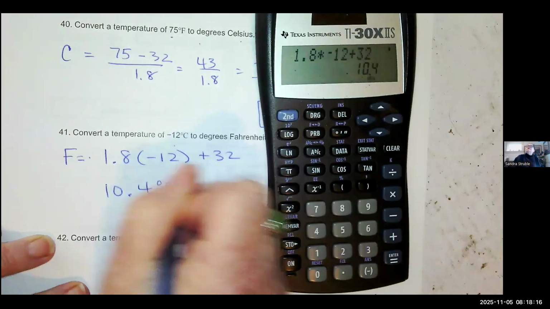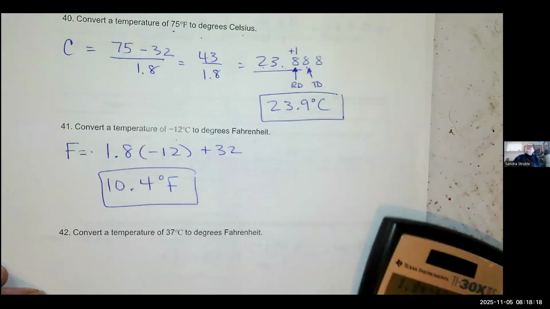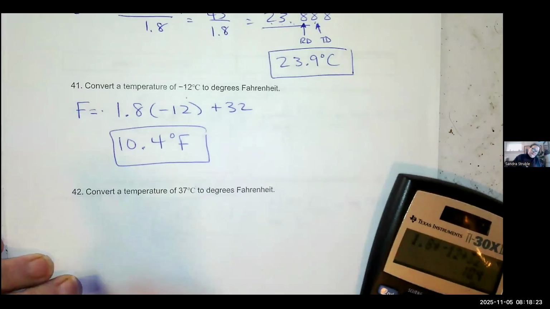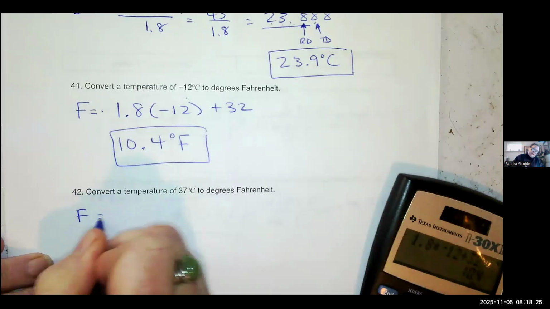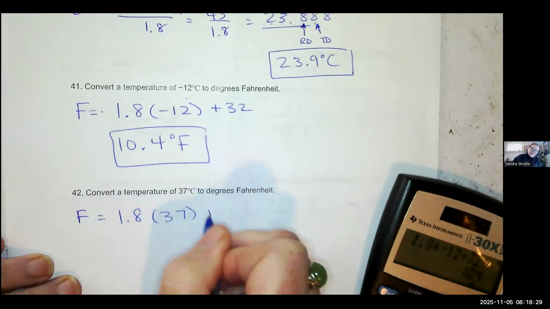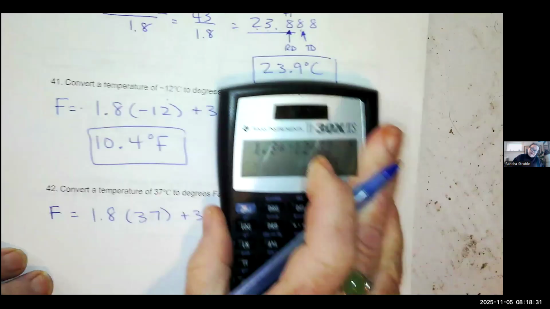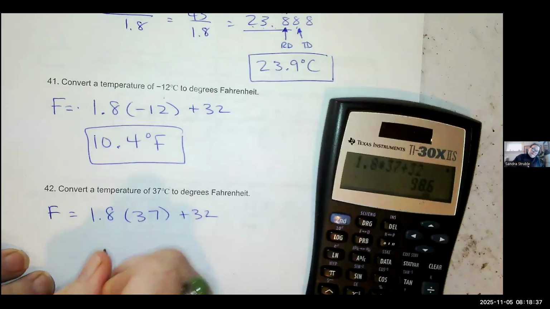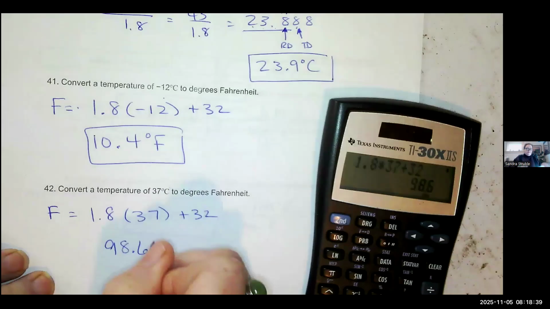Okay, pause the video and attempt this next one yourself. It's the same setup. And come back to see how you did. 37 degrees Celsius: 1.8 times 37 plus 32 is 98.6 degrees Fahrenheit. All right, I'm going to pause the video and come back and do another one for you.